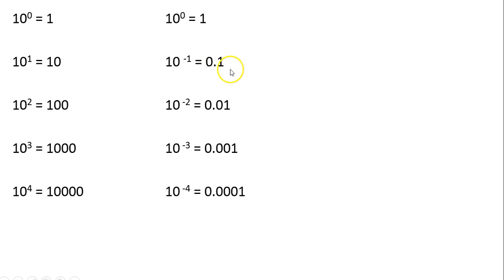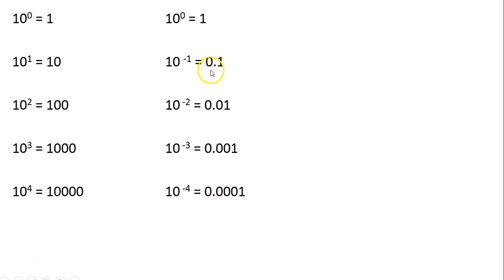If you go in the opposite direction, and you have negative powers of 10, then you put the zeros in front of it. So 10 to the power of minus 1 is 0.1. 10 to the power of minus 2 is 0.01. 10 to the power of minus 3 is 0.001. 10 to the power of minus 4 is 0.0001. So with a minus power, the number of zeros goes before it.